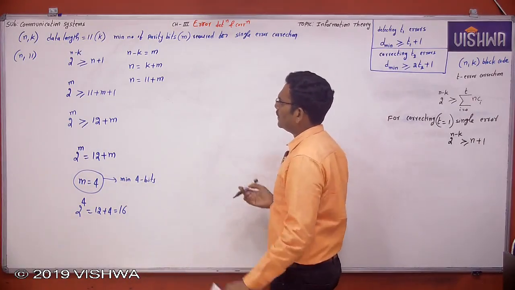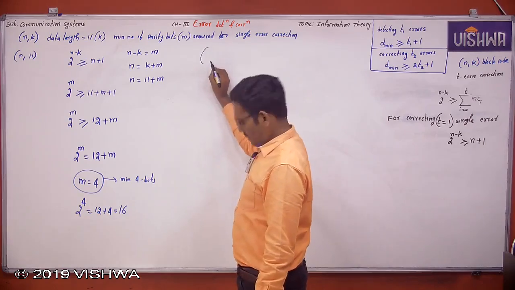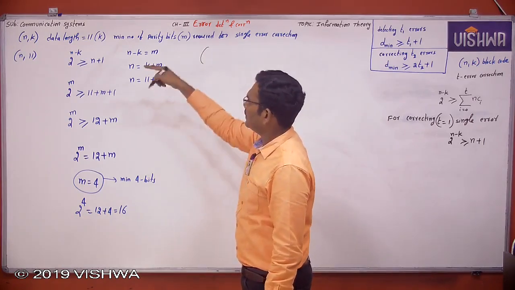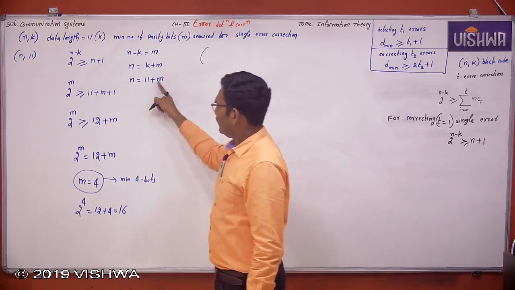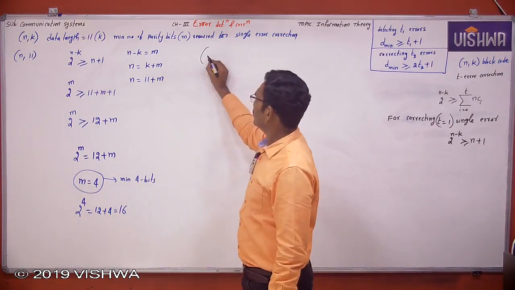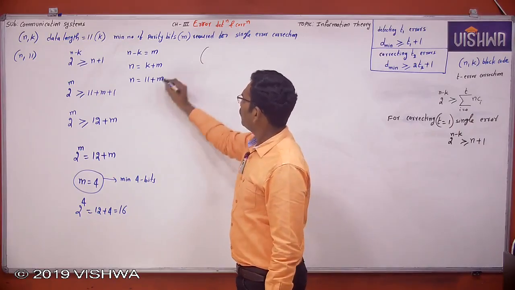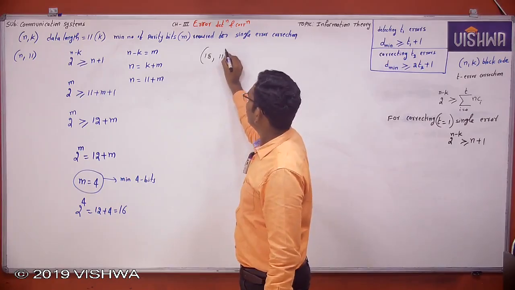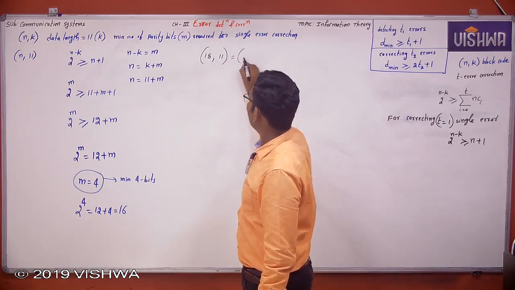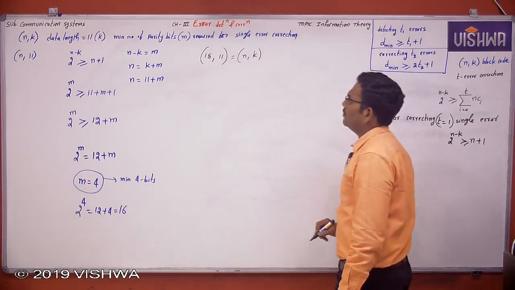Now here I want to tell you something. What is the n comma k block code? What is n? n is 11 plus m, and m is 4. Therefore 11 plus 4 is 15. So 15 comma 11 is the n comma k block code.